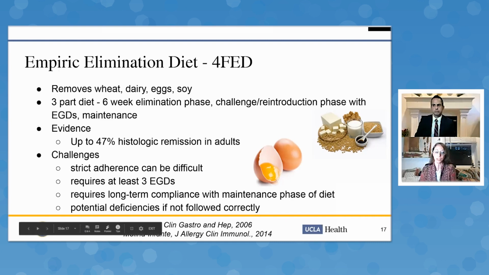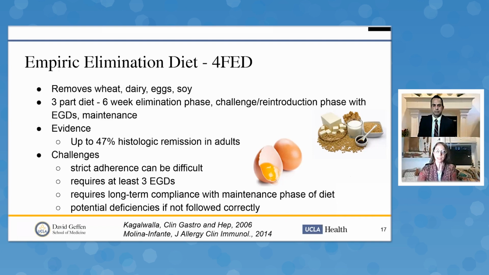And so this is actually a good approach because one study looked at what if we took the 4-food elimination diet and the patients who don't respond to it, we can then rescue them with a 6-food elimination diet. So we just add or take away the nuts and the fish and see if we can rescue them that way. And what they found is when they did that, they could get over 90% success.